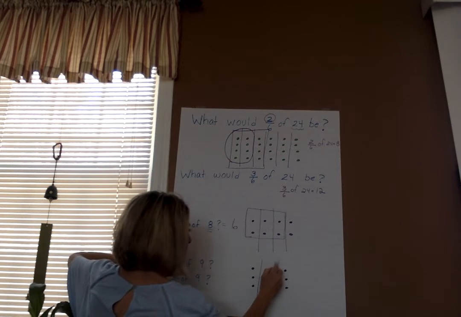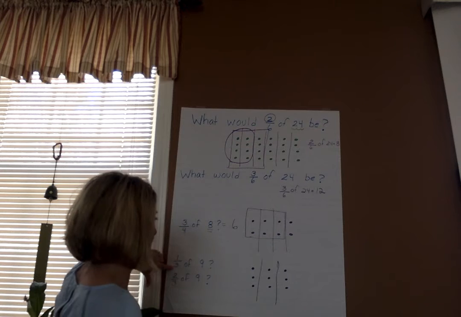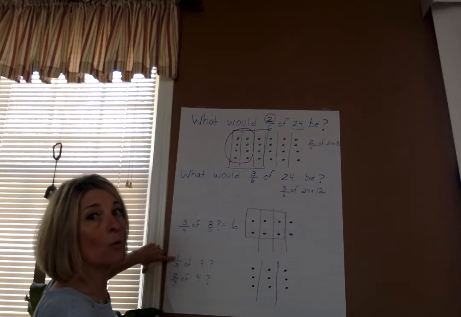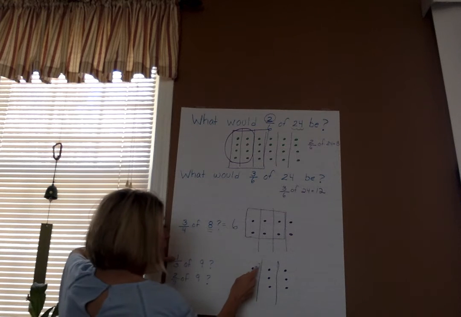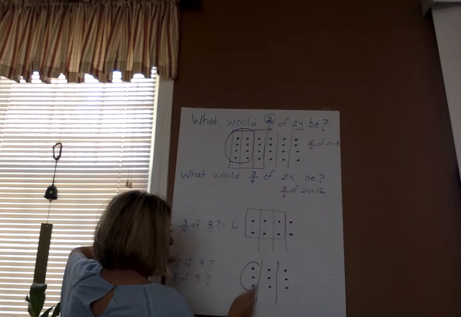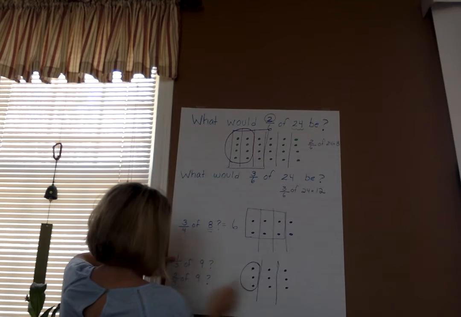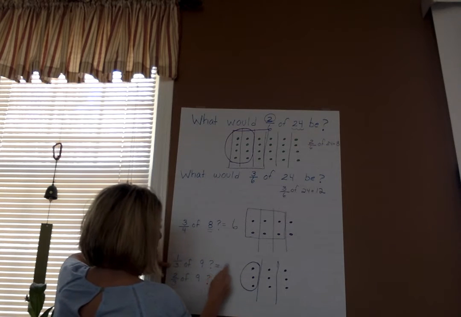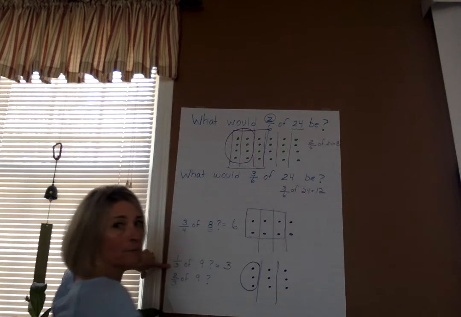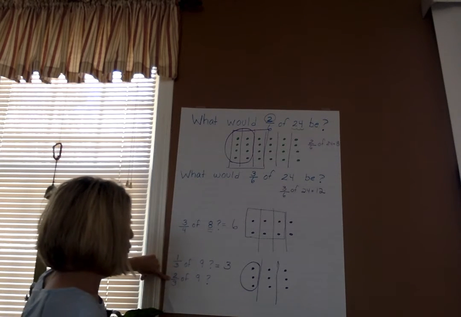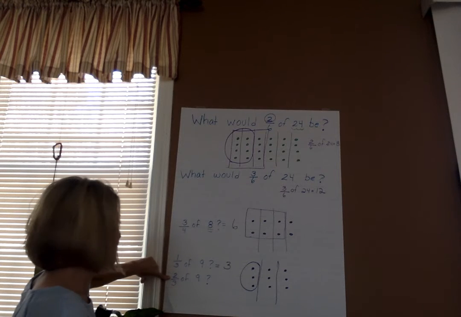1, 2, 3. Use my numerator. They want to know how many are in 1 of the groups. So here's my 1 group. I'm going to count up my dots. 1, 2, 3. So 1/3 of 9 equals 3. So now if I had 2/3 of 9, it's going to be the same thing.